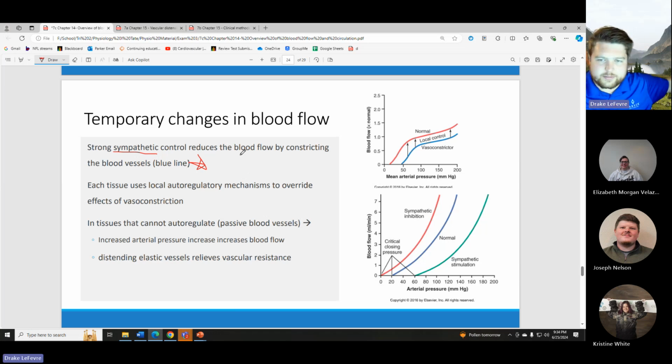What do you guys think? Vital organs are going to need more, I would think. Which vital organs? Which ones do you think are going to need the blood? Like your heart, lungs. That's probably your two major ones.